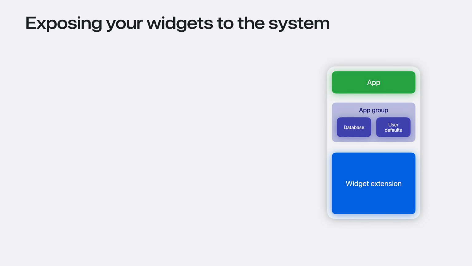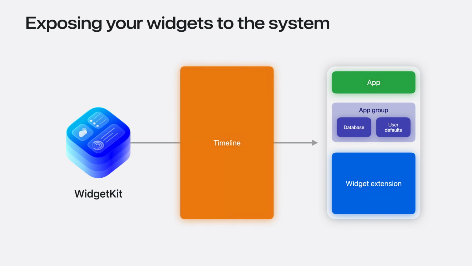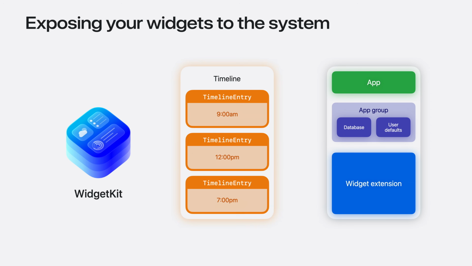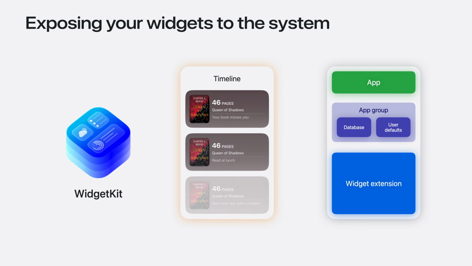The widget extension is solely focused on the widget. The system and WidgetKit interact with the extension to get the data needed for widgets. WidgetKit asks the extension for content. This content is called a timeline. A timeline is made up of multiple timeline entries. WidgetKit provides these entries as data for the widget's view. The resulting views are archived. The system displays them at their relevant time.